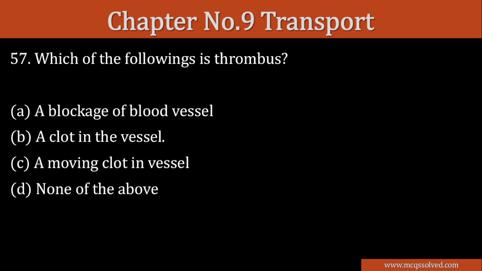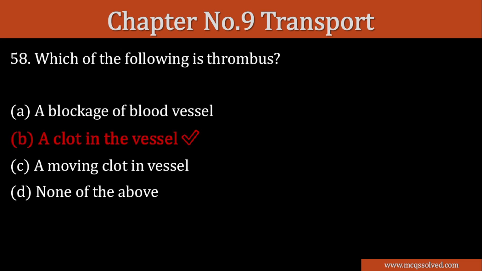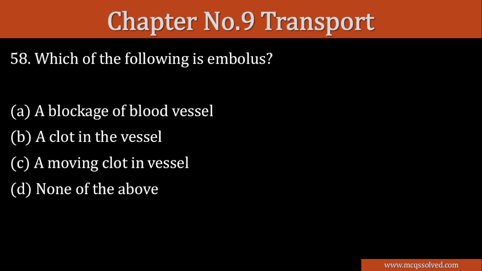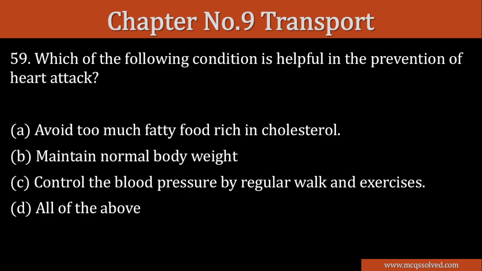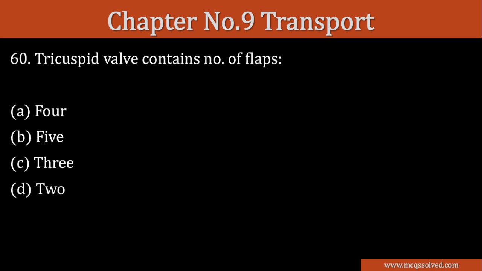Which of the following is a thrombus? The right option is a clot in the vessel. Which of the following is an embolus? The right option is a moving clot in the vessel. Which of the following conditions is helpful in the prevention of heart attack? Avoid too much fatty food rich in cholesterol. Maintain normal body weight. Control the blood pressure by regular walk and exercise. All of the above is true. The tricuspid valve contains how many flaps? So the right option is 3.